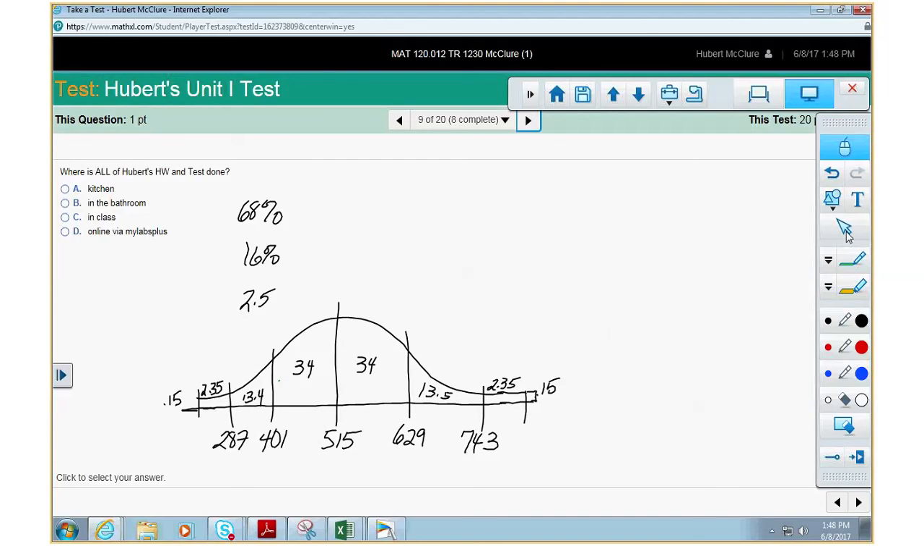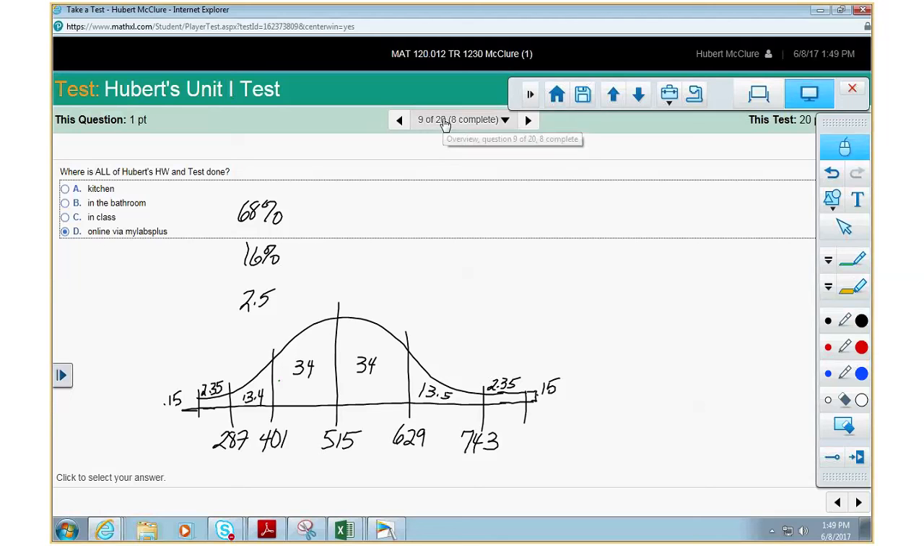Where's all of Hubert's homework done? I do mine in the kitchen. Now, is that where you do the homework? Now, how many questions is this? How many gimmies are these? 4. How many questions are on the test? There's 20, so they're 5 points apiece. So right now you're at 20 points. And people will make a 6 on this test. There's still more. That's happened before? Every semester.